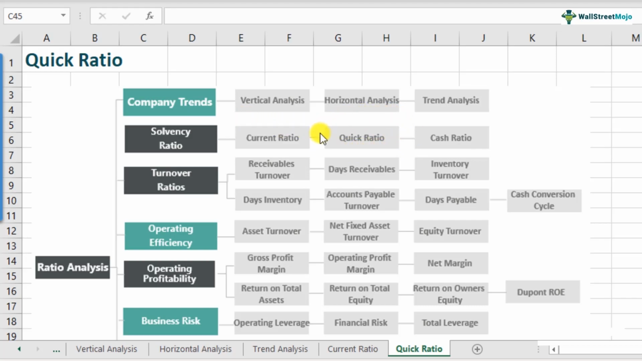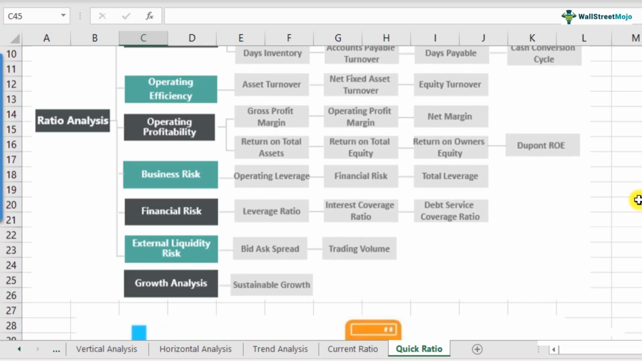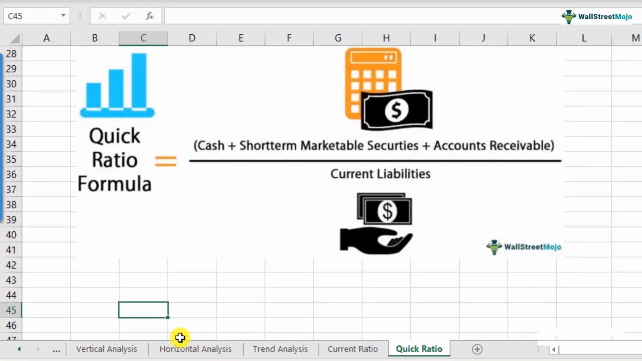But just to give you a definition of what quick ratio is, quick ratio actually checks for the short-term liquidity of the company and whether the company will be in a position to pay off its short-term liabilities. That is the current liabilities. I'll come to the formula and then we will discuss what are the limitations of current ratio and how quick ratio actually addresses that. So let's look at the formula first and then we will get into the detail. Here is the formula of quick ratio.